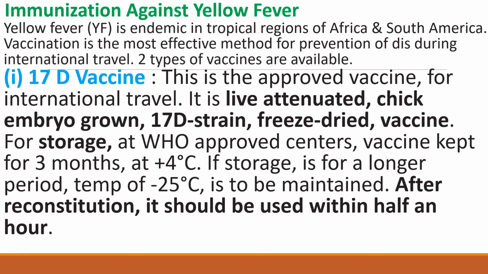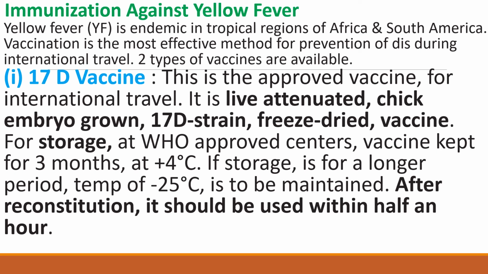Immunization against yellow fever. Yellow fever is endemic in tropical regions of Africa and South America. Vaccination is the most effective method for prevention of disease during international travels. Two types of vaccines are available. The 17D vaccine is the approved vaccine for international travel. The other one is not approved for international travel.